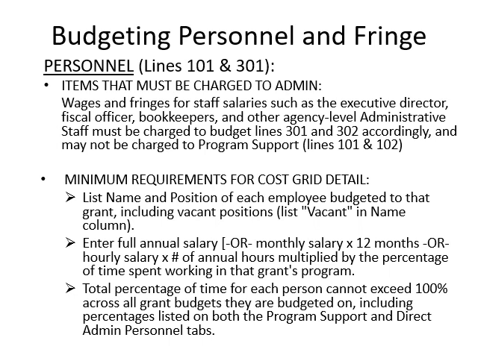And the total percentage of time for each person cannot exceed 100% across all grant budgets they are budgeted on, including the percentages listed on both the program support and direct administrative personnel tabs. So essentially, the time that an employee is budgeted across all grants, including the admin and the program support portion that they are charged, if you add that up, they cannot exceed 100%.